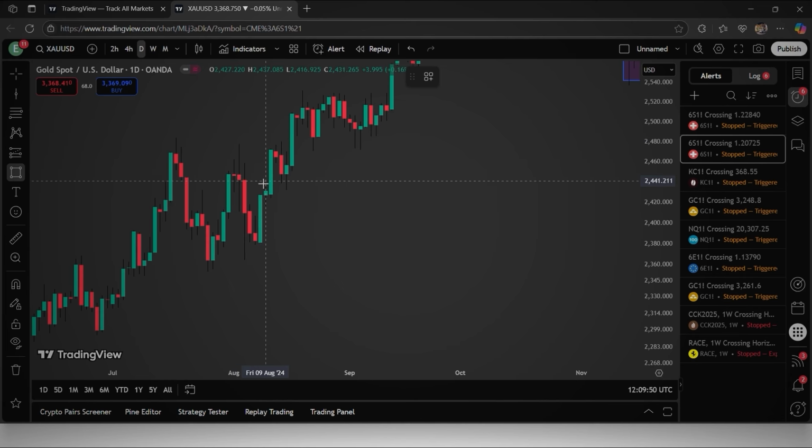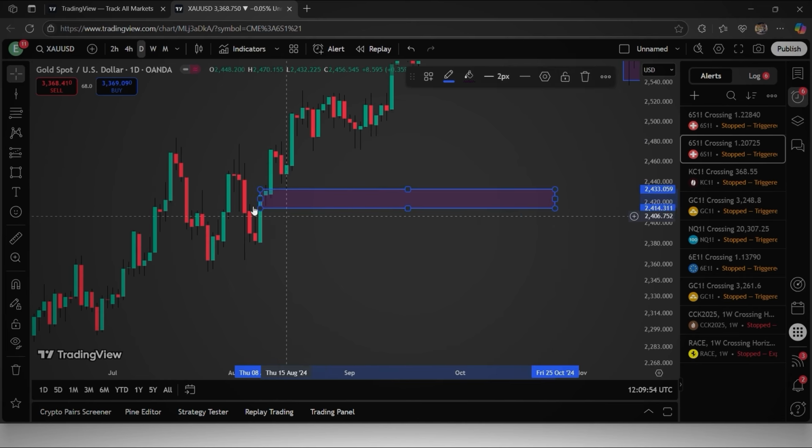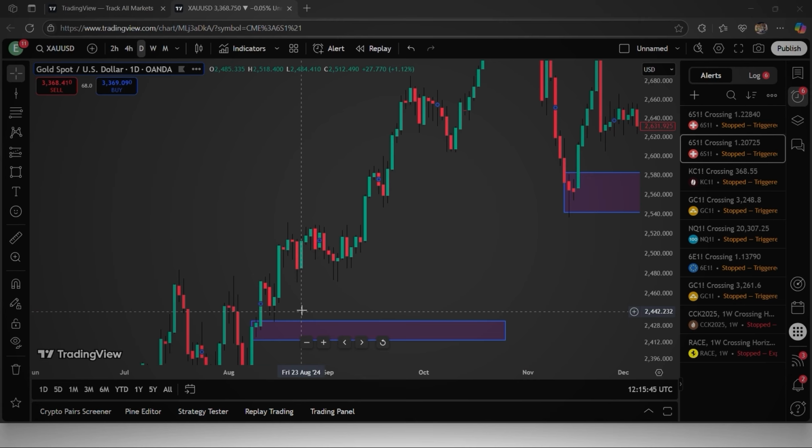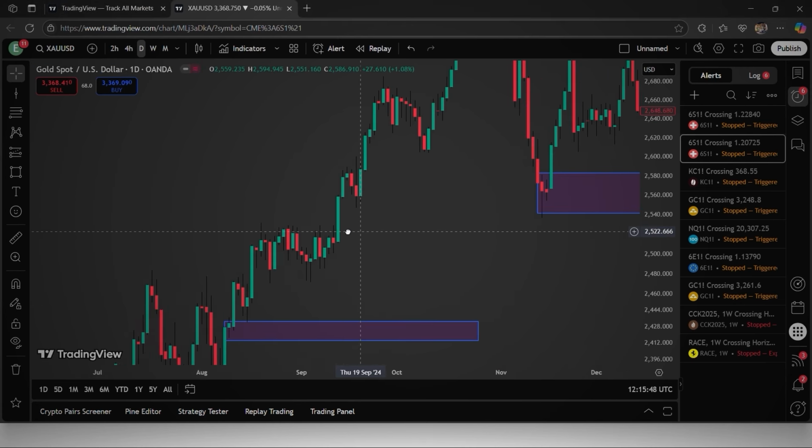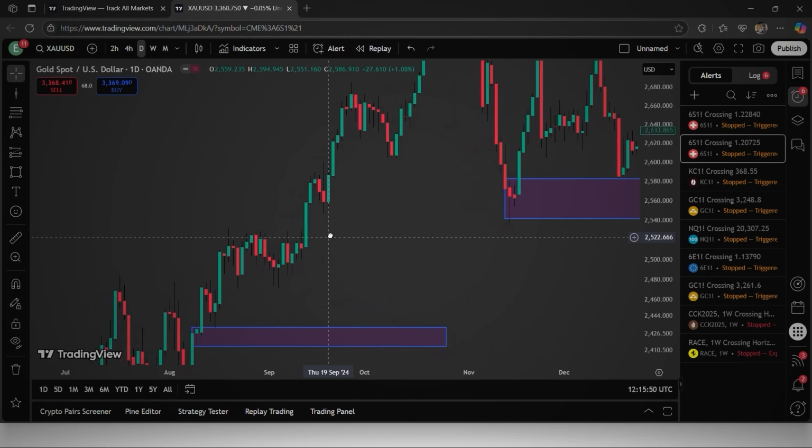We're going to take our rectangle tool, and the next time that price comes back again in this demand level, it had a beautiful reaction. So now we have identified the two demand levels. We're going to look for the two supply formations.